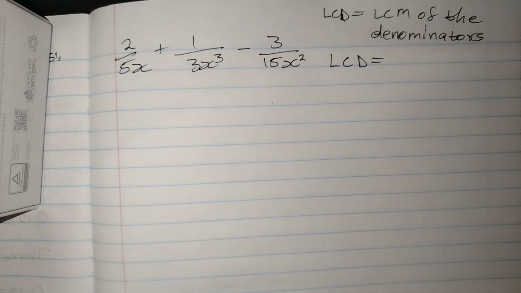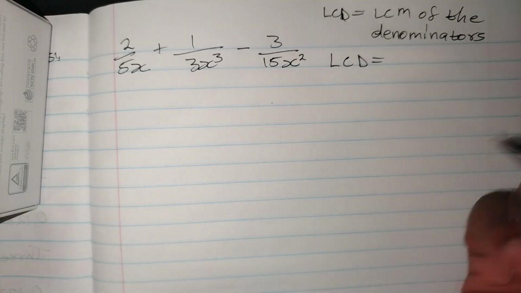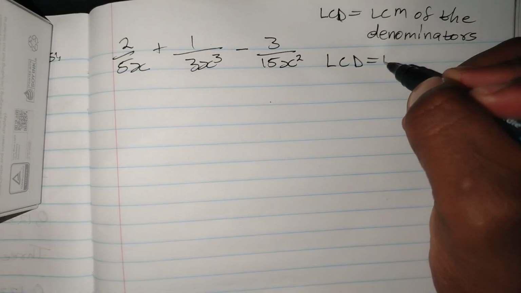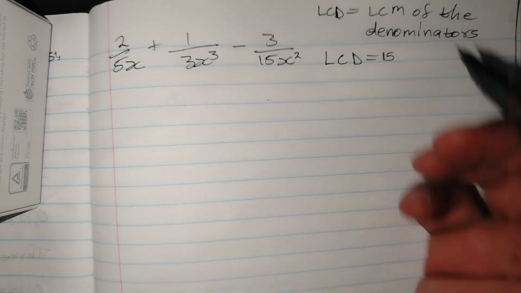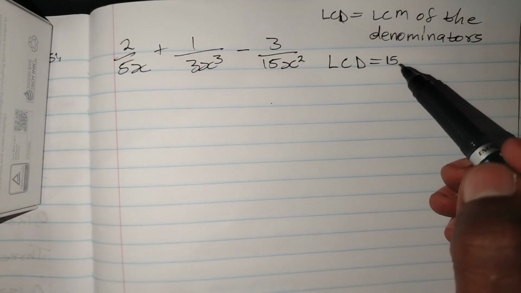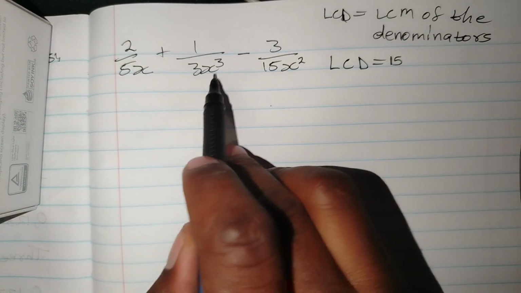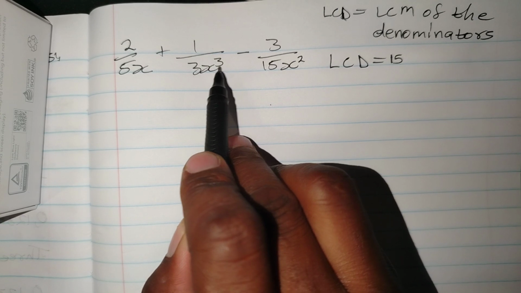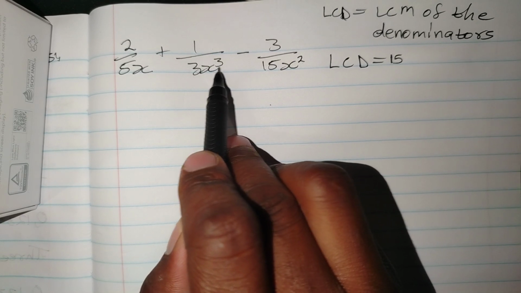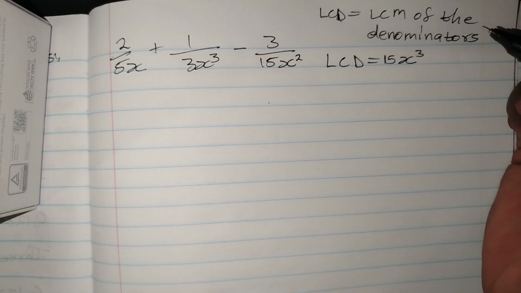So now, the LCD, we start with the coefficients or the numbers. We found out that it is 15. Now, how do we come up with the variable? The variable, we take the one with the highest degree. For example here, this one has the highest degree. It is a cube, it is a 3. Therefore, you say x cubed.